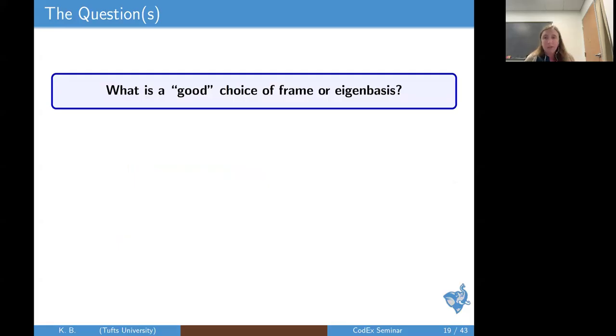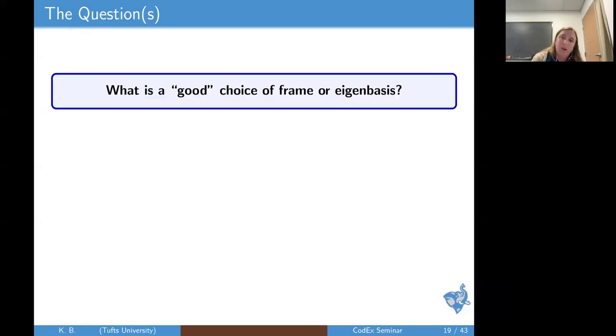Okay. So with all of that background, we come to our main question, which is in the context of Cayley graphs, or for example, we had the permutahedron earlier. What is a good choice of frame or eigenbasis in this context?